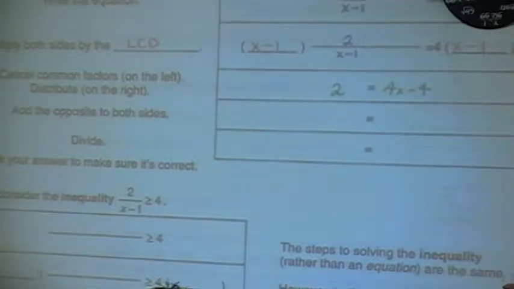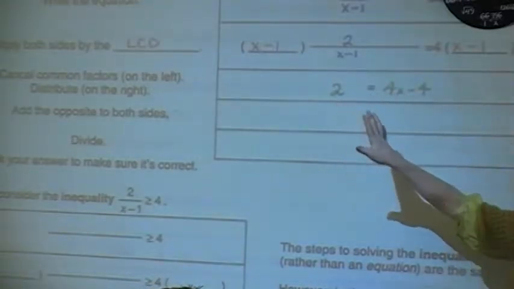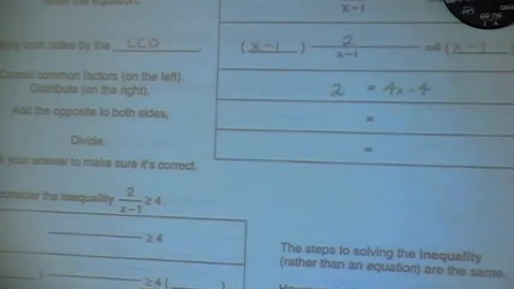Alright, add the opposite to both sides. Now this is one of those things that probably that terminology might not be what you would say. But we're solving for x here. So in this case, if we're solving this for x, what do we do? Add 4. So that's what they mean, add the opposite. It's a minus 4, so add 4 to both sides. So that gives me 6 equals 4x. And then I'm still just solving for x, so what do I do next? Divide by 4. And I get x equals 3 halves.